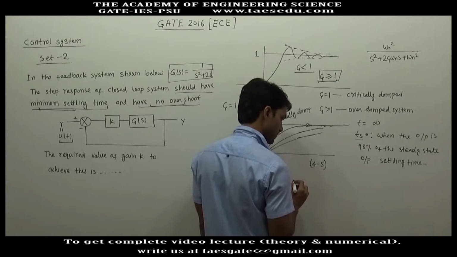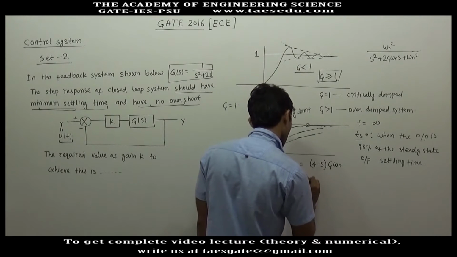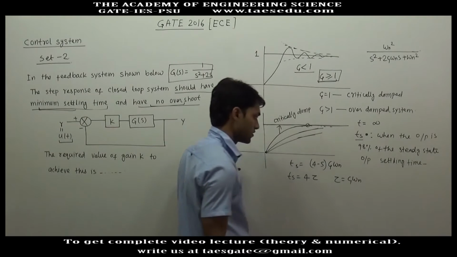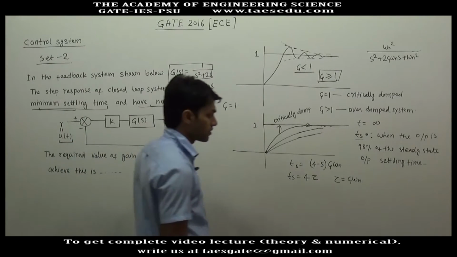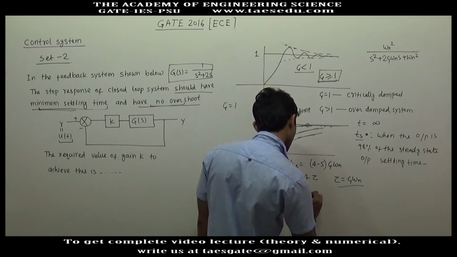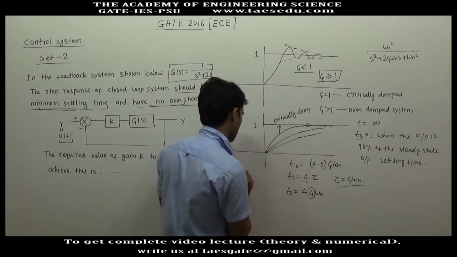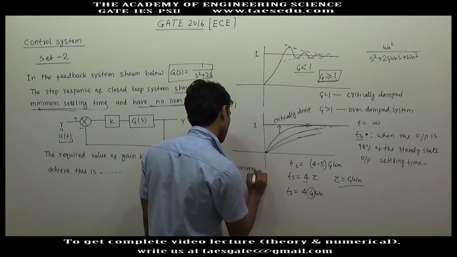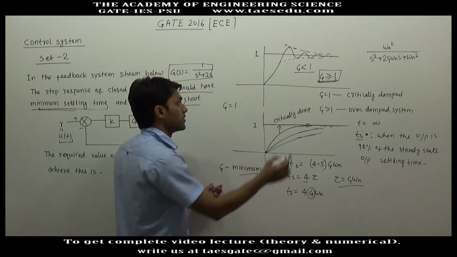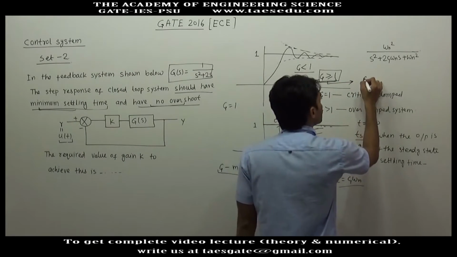The formula for settling time is 4 to 5 times the time constant, and the time constant is equal to 1 upon zeta omega n. For detail you may refer to the lecture on second order system. The settling time is 4 times the time constant, 4 divided by zeta omega n. If you want the minimum settling time, you have to keep zeta minimum. But we don't want any overshoot, so zeta has to be greater than or equal to 1, and with this condition zeta has to be minimum.